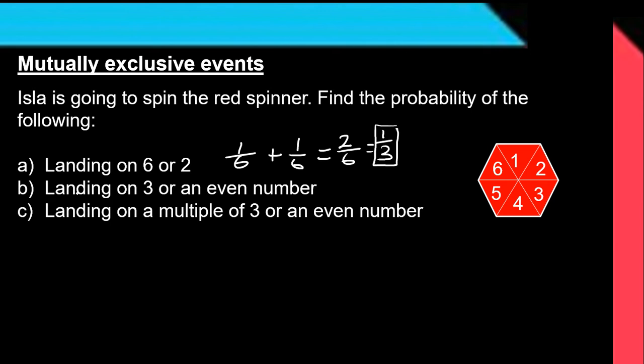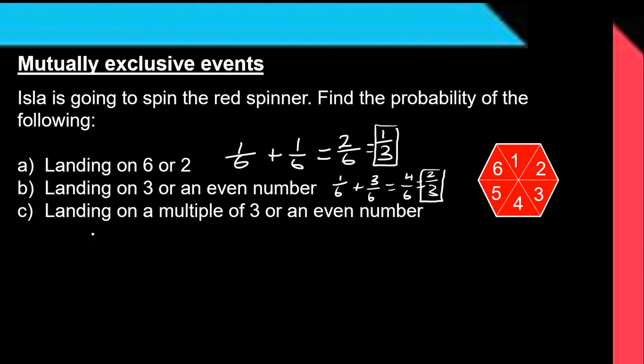Right, B, what's the probability of it landing on 3 or an even number? So they can't happen at the same time because 3 is not even. So the probability of it landing on a 3 is going to be 1 out of 6. There's only one of them. An even number, we have 2, 4 and 6. So there's 3 out of 6. So the probability of them both happening, we would add them together. So we add the numerators, we get 4 over 6, and we can simplify it, which is going to be 2 over 3. So that's the probability of it landing on a 3 or an even number. Okay, so it's greater than the first one.